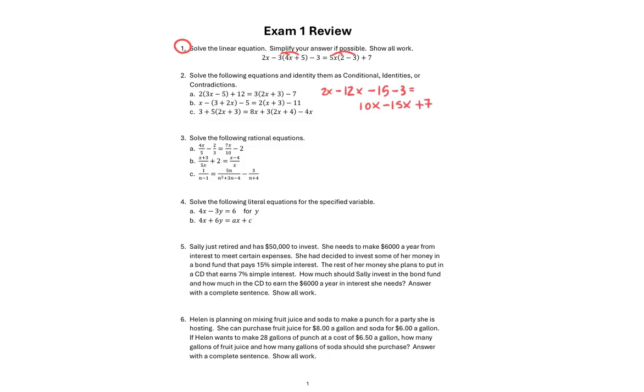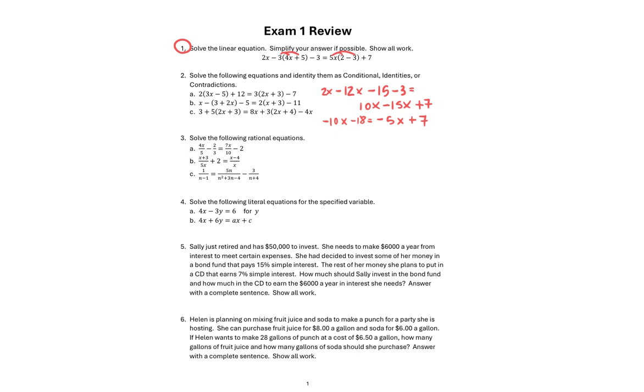Okay. So let's go ahead and combine our like terms to make our equation a little bit simpler. So on this side, if I combine my 2x and my minus 12x, I'd have a minus 10x. And minus 15 minus 3 should be minus 18. Okay, and then what do I have on the other side? I have a 10x minus a 15x. So that should give me a negative 5x. Perfect. And then I just have a plus 7. It's just hanging out.